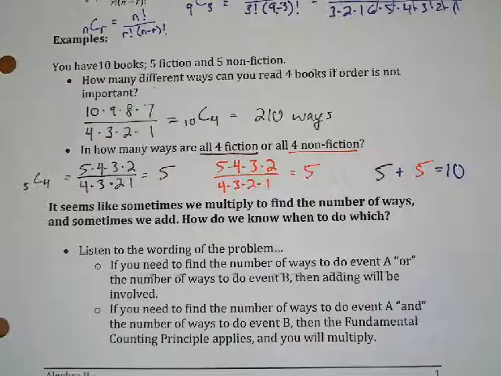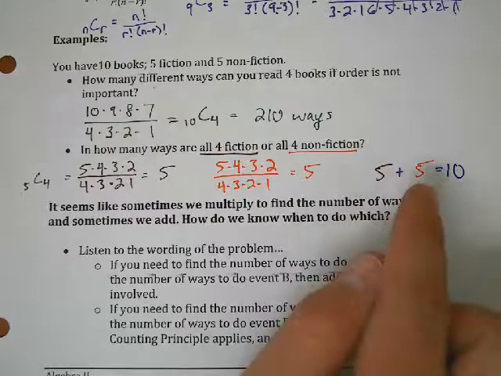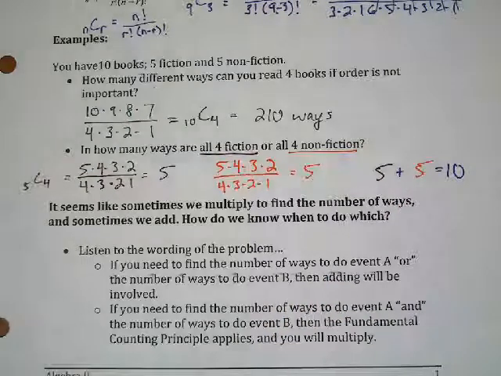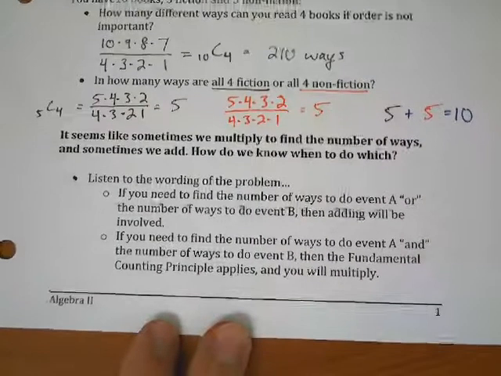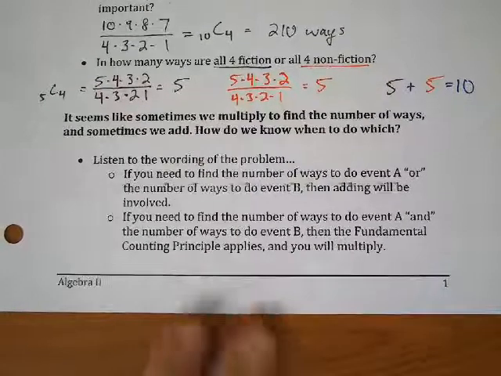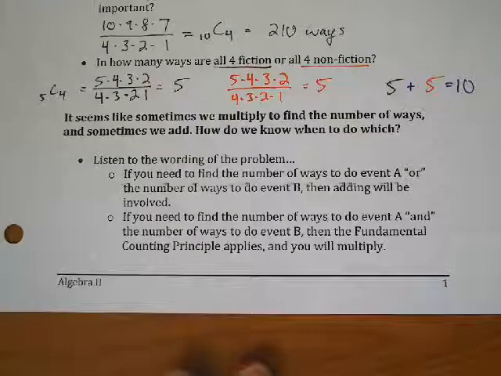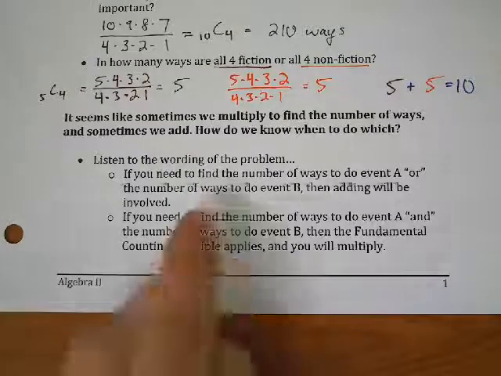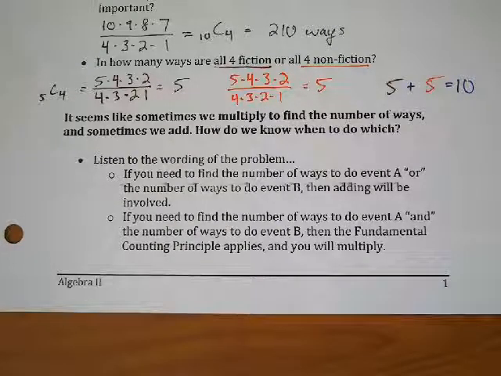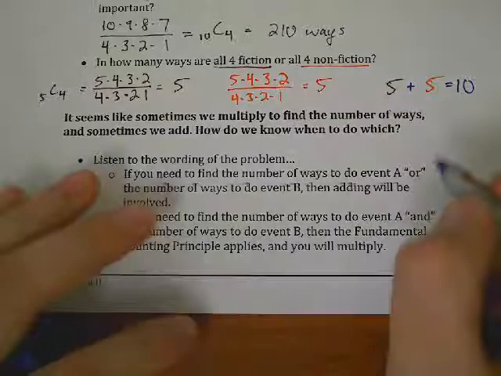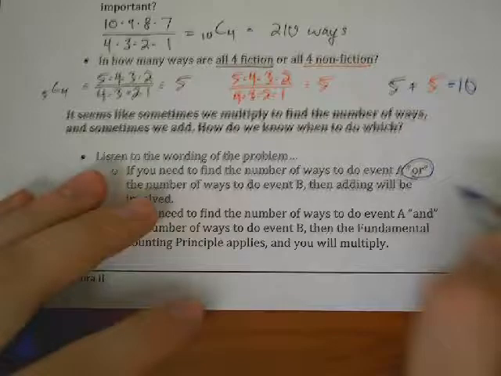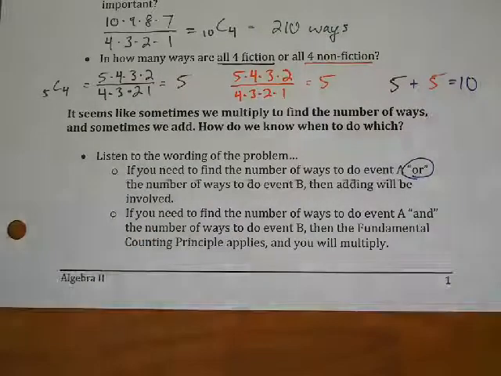So some of these kind of get a little bit confusing because we're not sure whether we're going to add our results or multiply our results. It's a little bit confusing. So there's a little trick that we can use. It doesn't always work, but it works almost all the time. And it's listening to the wording of the problem. There are two keywords. One of the keywords is or, and the other keyword is and.